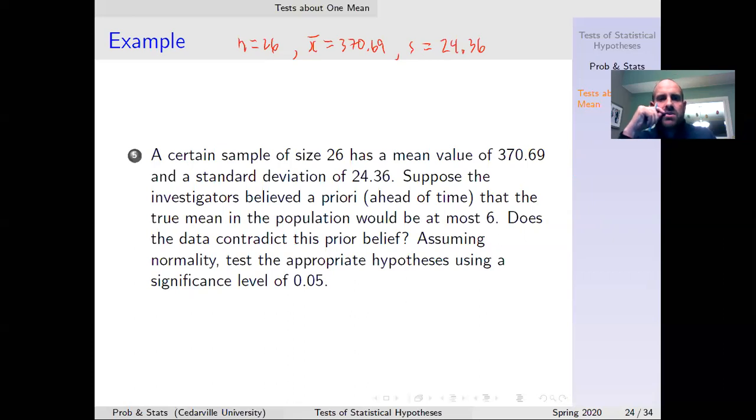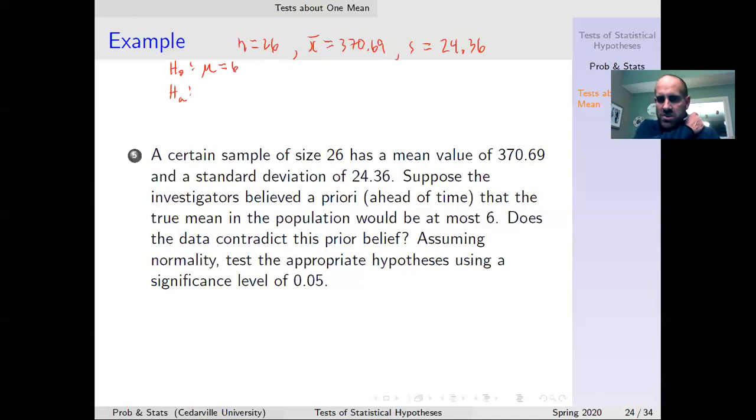Suppose the investigators believed ahead of time that the true mean in the population would be at most 6. Does the data contradict this a priori belief? So how would we set up the null and alternative hypothesis? Well, you say, what is the worst thing I would be willing to accept here? They believe it's at most 6, so the worst would be if it was actually 6. So mu equal to 6.